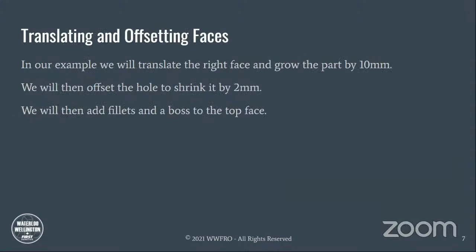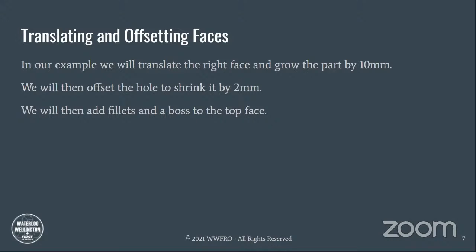And once we have it in, we can translate and offset faces. So what we'll do is we'll translate the right face and grow the part by 10 millimeters. Then we'll offset the hole. An offset is a little different than a translate. A translate will move it in one direction, whereas an offset will move it in all directions, so that it has the net effect of growing something or shrinking something.